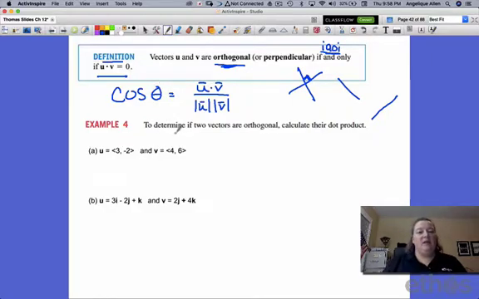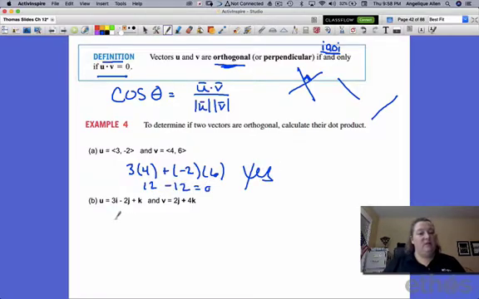Okay, so let's see if we can decide if vectors are orthogonal or not. So we're given two vectors. Are they orthogonal? Well, if their dot product is 0, yes. So the dot product, there we go. 12 minus 12 is 0. So yes, these are orthogonal. Very simple test. It also works in 3 dimensions. Notice how the i component is missing, so we're going to say that's 0.